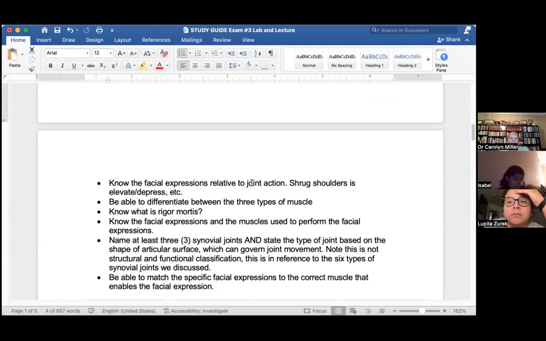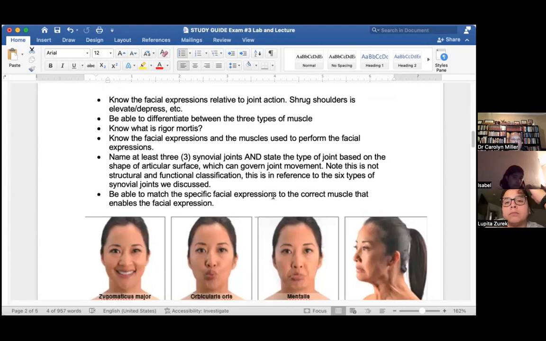Know the facial expressions relative to joint action. Shrugging your shoulders is elevate, depress. And then we've got the facial expressions coming up.